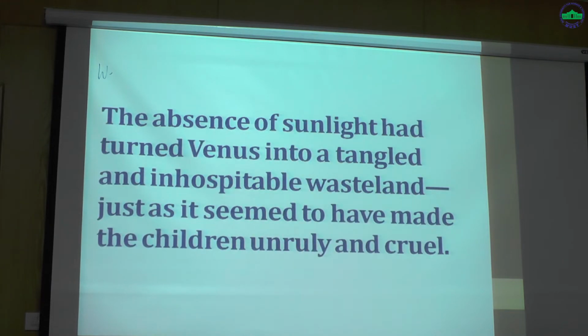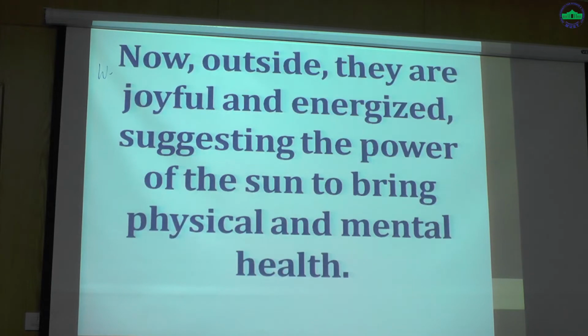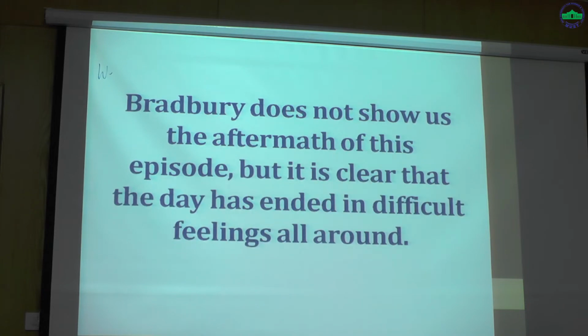The absence of sunlight had turned Venus into an inhospitable wasteland. And this undesirable place creates rude, cruel, weak, racist children who cannot accept tolerance. Now, outside they are joyful and energized, suggesting the power of the sun to bring physical and mental health. Bradbury doesn't show us the aftermath of this episode. Can you expect the rest of the story? I mean, William and the rest of the children will attempt to befriend Margot, to treat her in a better way, to embrace and contain her.